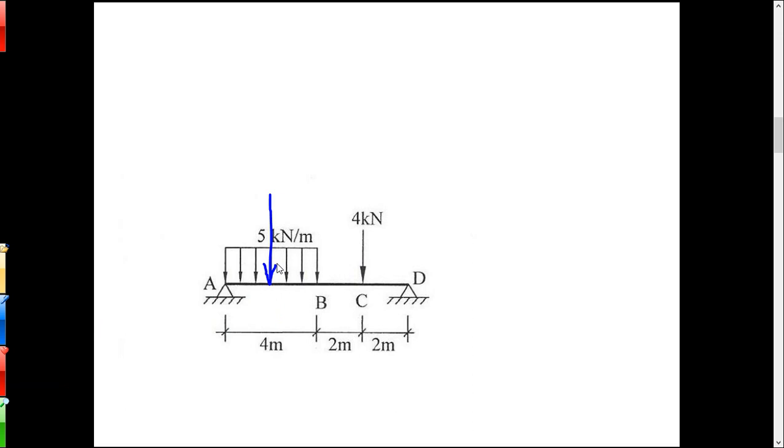So take that 5 kilonewtons per meter and turn it into a point load. Okay. So you're going to need to figure out how much that load is and where it's applied. Then you'll take moments about A. So this is a lot like the other one. It's just you got a step to do before you get back to the other one, okay?